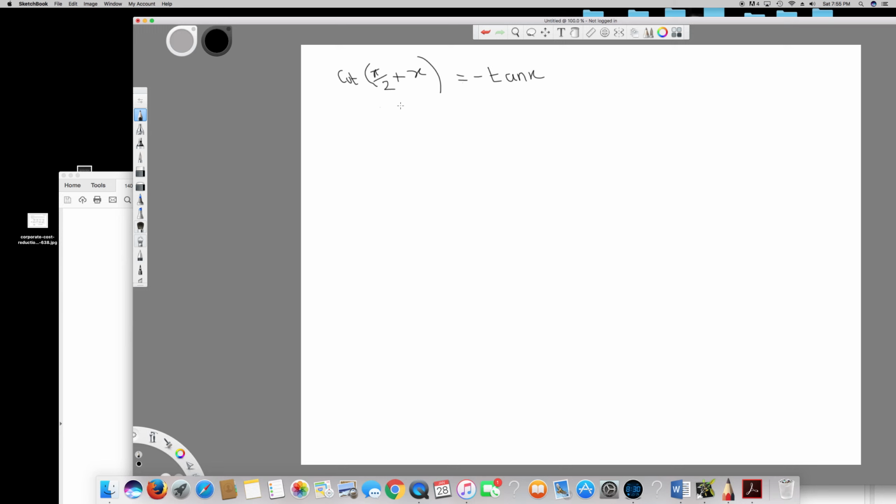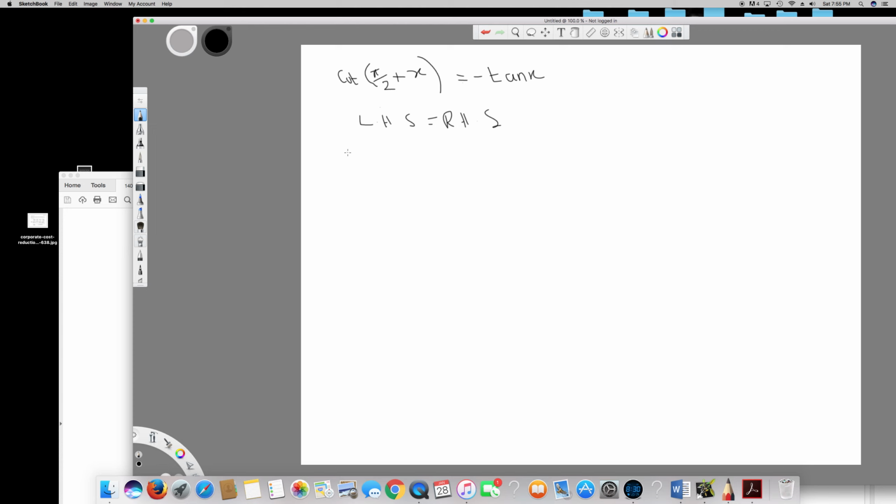So cot(5π/2 + x) is equal to minus tan x. In this case we have to prove that the left hand side is equal to the right hand side. So I'm going to take the left hand side, because it looks more complicated, so we can solve it and reach the simple form.